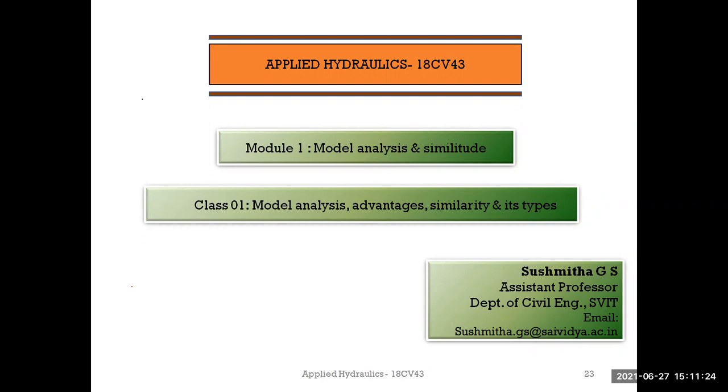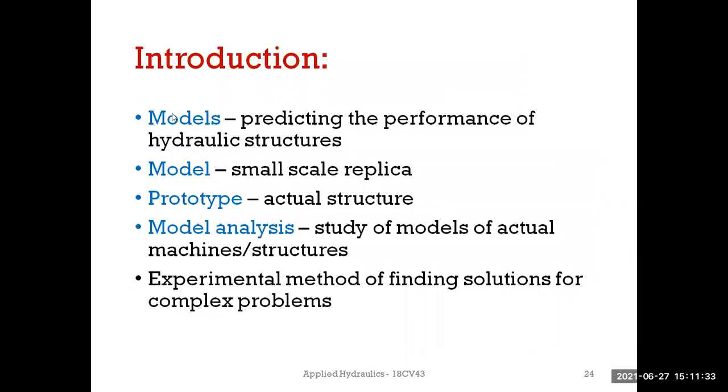In this class we are discussing what is model analysis, what are the advantages of model analysis, what is similitude and its types. So let us see the introduction first. What is model analysis? So we'll go one by one.